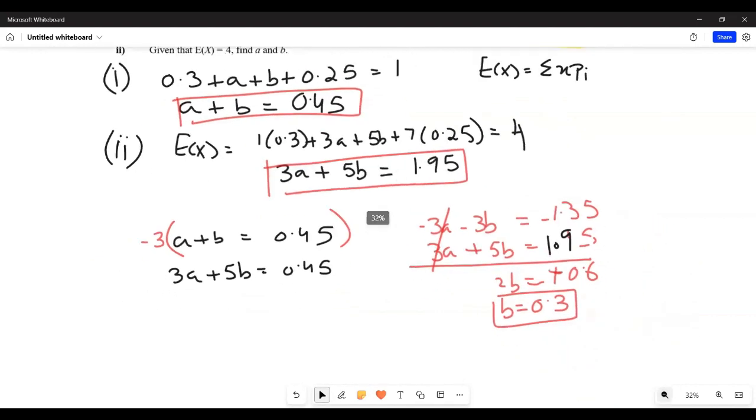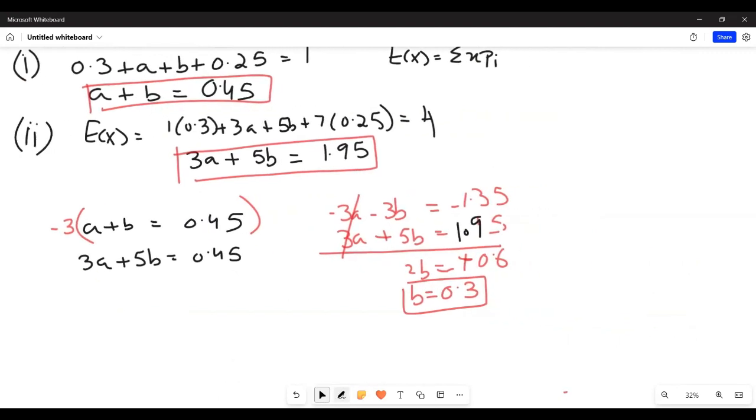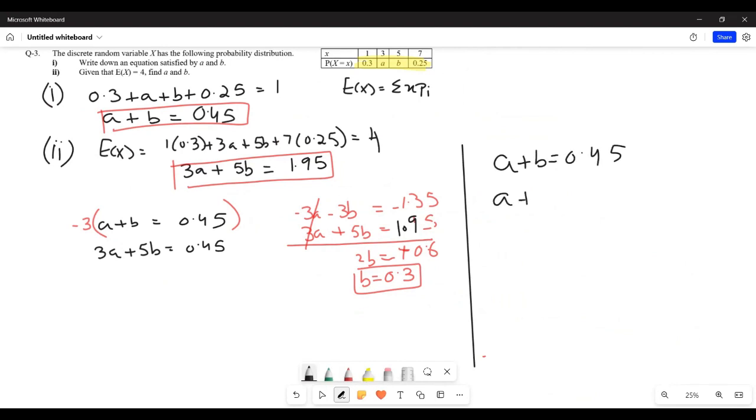And now find A. Use any one of the equations. I'm using the first one. So A plus 0.3 is equal to 0.45. A equals 0.15. This is all of question number 3.